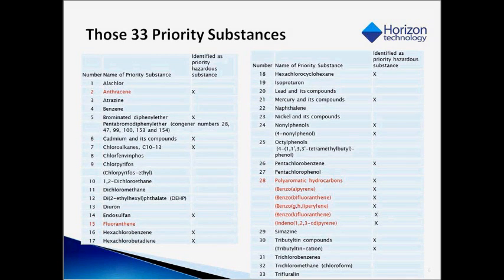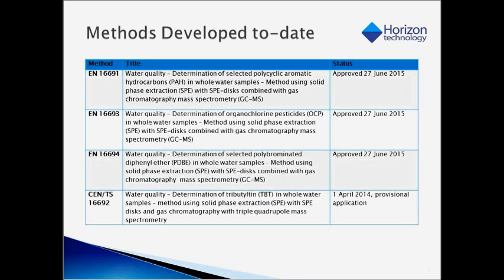The other methods that were adopted were for OCP, organochlorine pesticides, and it's in the next slide. Let me show you. The method at the top right, you can see the method EN 16691. And this method is what we're talking about, the determination of selected, only 7, polycyclic aromatic hydrocarbons, the PAH, in whole water sample.